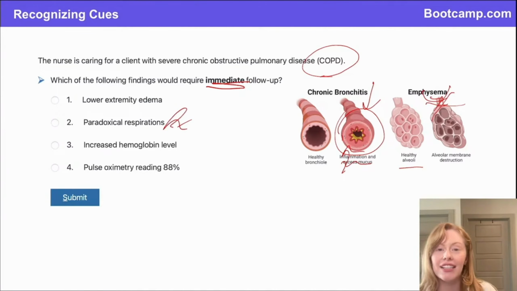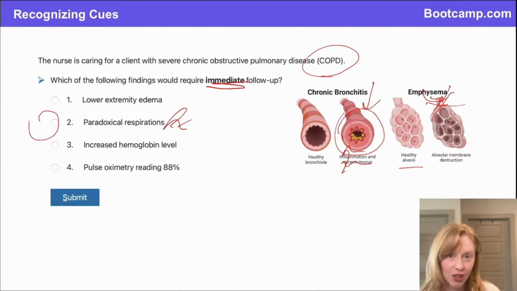And so if you guys see paradoxical respirations in any patient, whether they have COPD, whether they have asthma, this is always a warning sign for respiratory failure, and I do not want to ignore it. So I'm thinking that's going to be my answer, but let's check the others just in case. Then an increased hemoglobin level. So do you guys remember why somebody with COPD might have an increased hemoglobin level? It has something to do with the fact that they've got low blood oxygen.